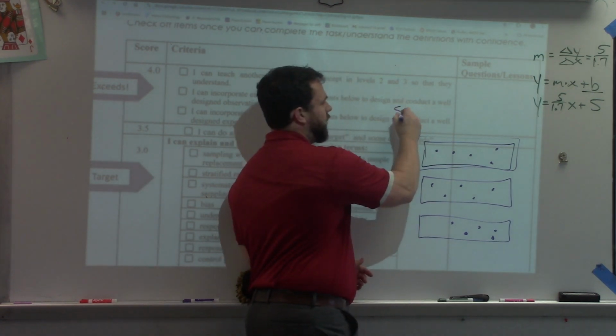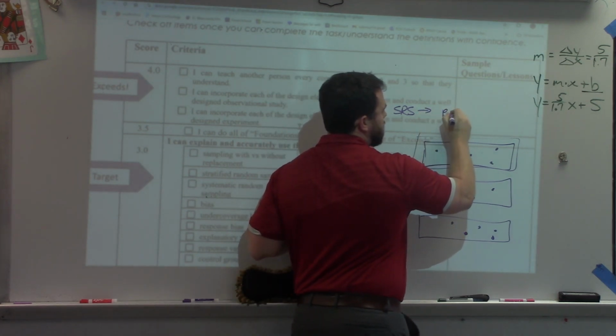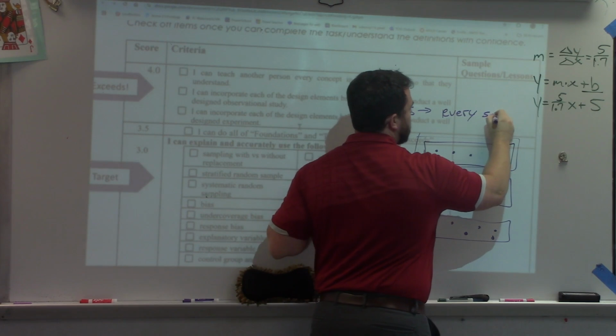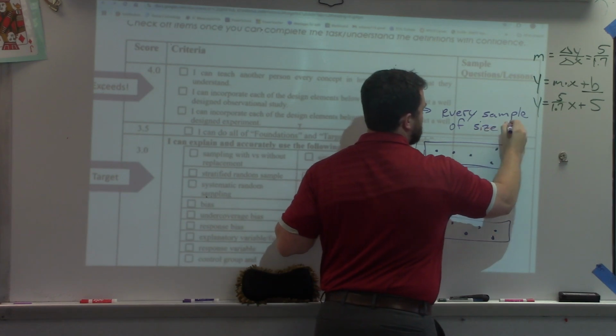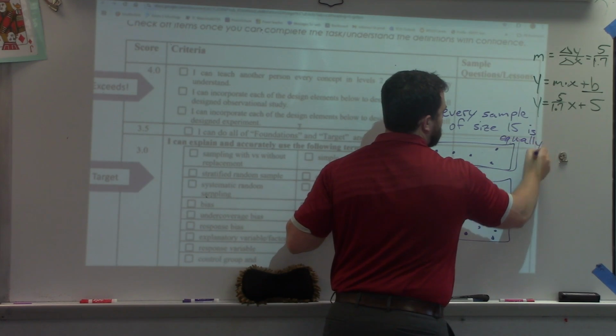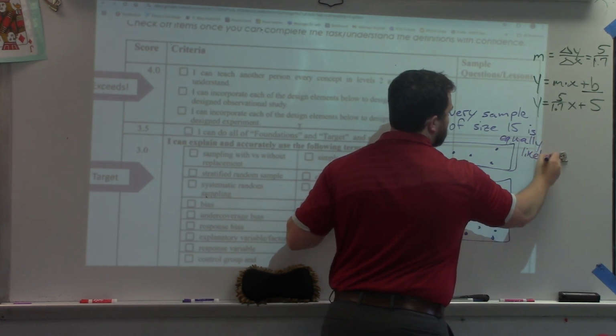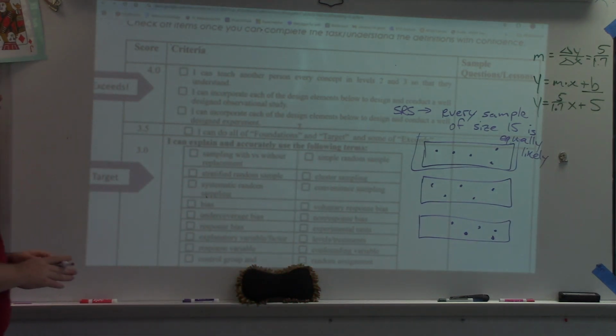But in a simple random sample, every sample of size 15 is equally likely. So it's not just each person being equally likely to be selected. It is every subset, or every sample of size n.